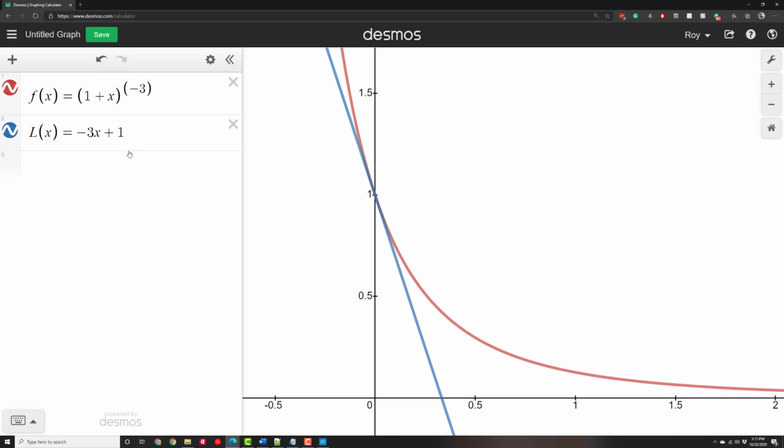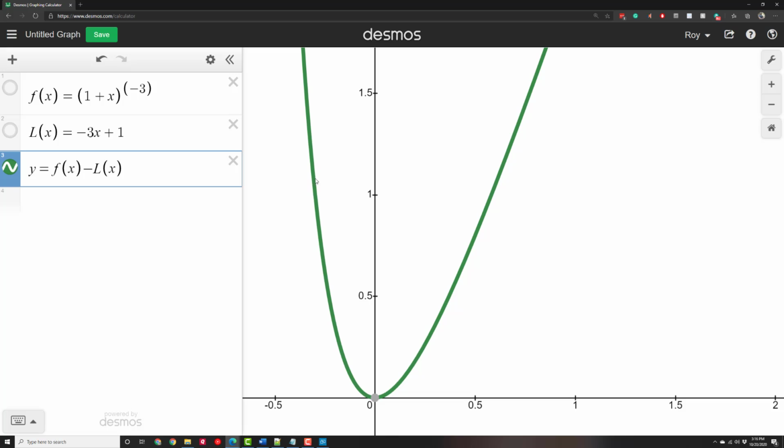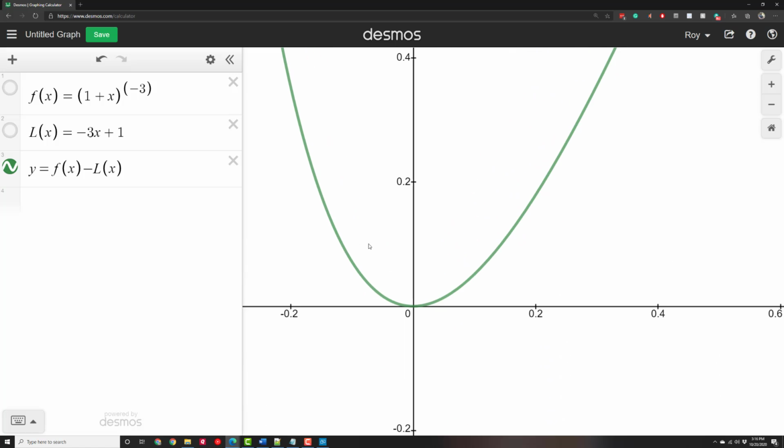Now we want the distance between those two functions to be less than 0.1. Probably the easiest way to do that is just to take their difference. I want to know when their difference is less than 0.1. I think that's what was asked. So I'm just going to graph y is equal to f of x minus L of x, and I'll turn off the other two functions. What you're seeing here is the difference between those two functions, and I just want that difference to be less than 0.1.